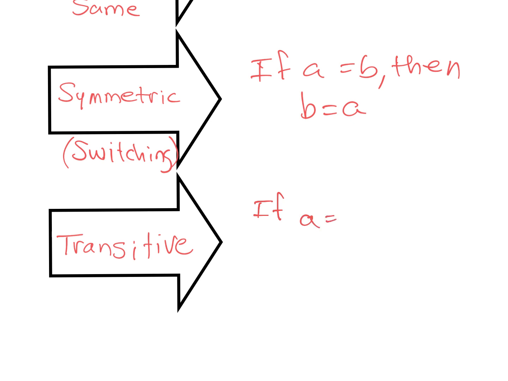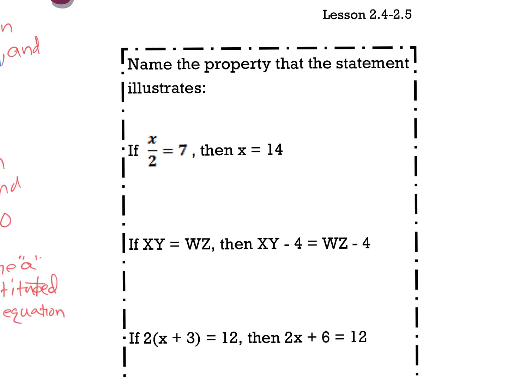And the last one is transitive property. If A equals B and B equals C, what matches in both of them? The B matches. So then you can say A equals C. All right, so let's look at this first problem over here. Name the property that the statement illustrates. So how are we getting from here to here?